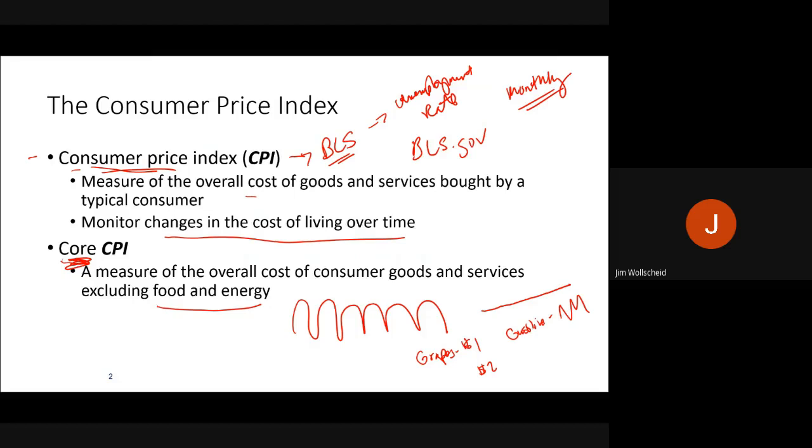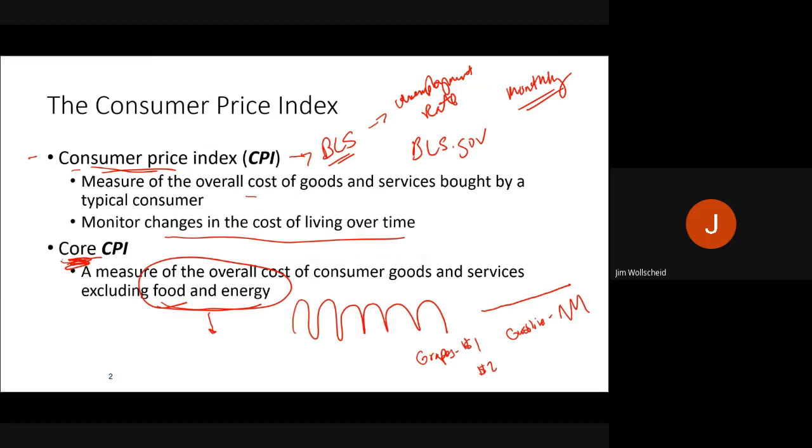So the goal of the core is that we say these fluctuate an awful lot, so let's pull them out of our discussion. Oftentimes they're also driving other parts of the CPI as well. So we pull them out to give us an idea of what the underlying base trend is.